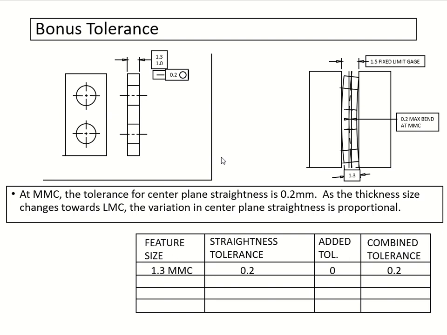More examples of bonus tolerance. So at MMC, the tolerance for center plane straightness is going to be 0.2. The thickness size is going to change, go towards the LMC, away from your MMC. So the variation of center plane straightness is going to be proportional to that. Here we're showing the feature size is 1.3 at MMC, the straightness is 0.2, additional tolerance is 0, the combined tolerance is 0.2. And this is where we start off. So let's see changes in it.